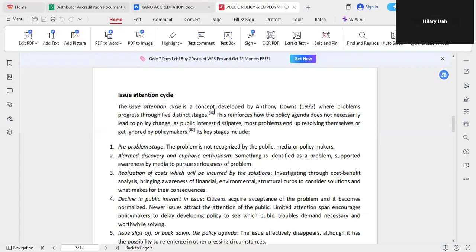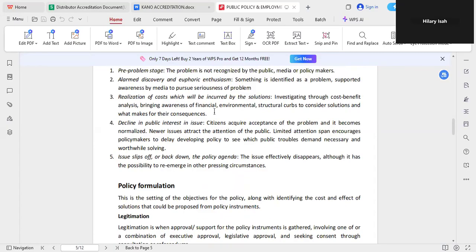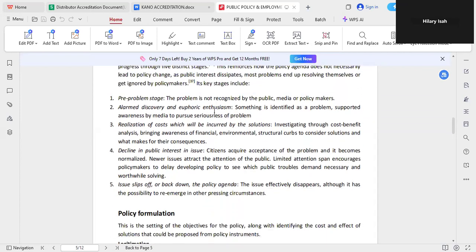Okay. Then after some time, there's a decline in public interest because there are other challenges or problems that may start attracting the general people, and they may not even focus on what is happening at that particular point in time. Then the issue slips back down on the policy agenda. So all of these are what we looked at as the issue attention cycle.